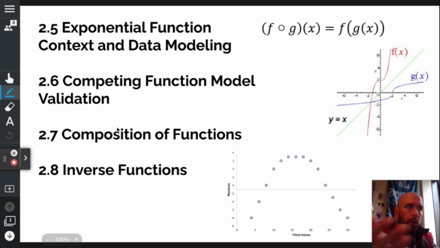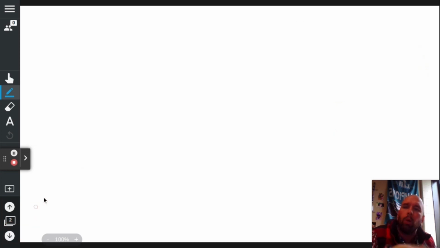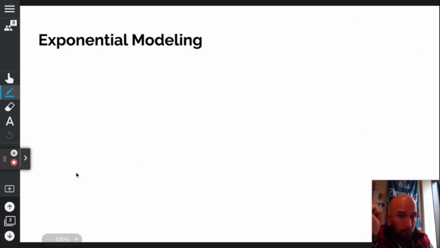What up? Today we're going to talk about 2.5 through 2.8, which has a lot to do with exponential stuff, and, as you can see, inverses. What is that? Some composites. Let's just get right into it. We're going to talk about exponential modeling first.